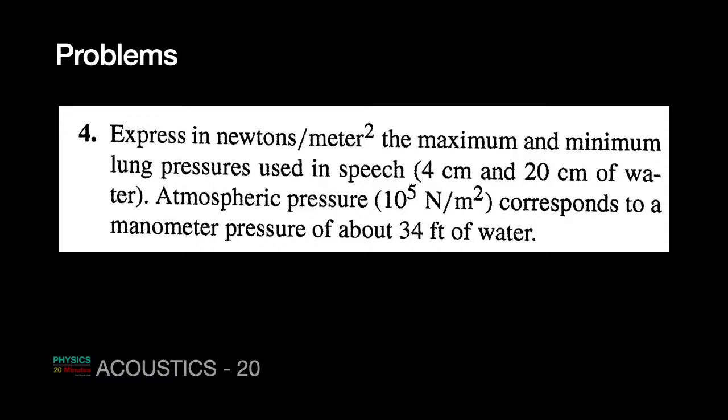So the calculation is very simple. It's rho g h. So you take the density of water times g times h. You will get the maximum and minimum lung pressure depending upon what you are using. It's a manometer. It corresponds to gauge pressure, atmospheric pressure is given, so you don't have to calculate. So that's a simple calculation.